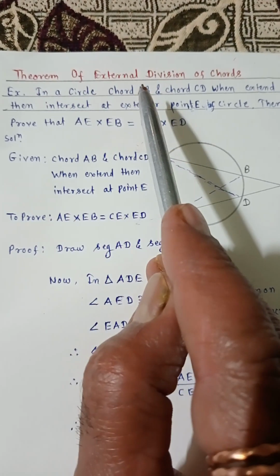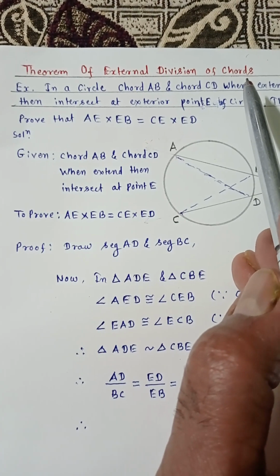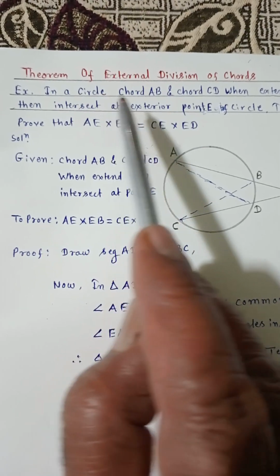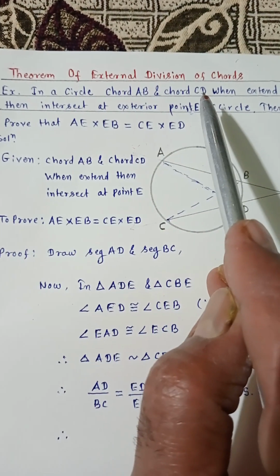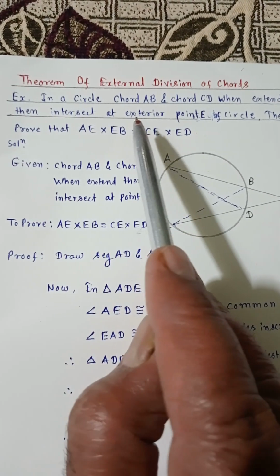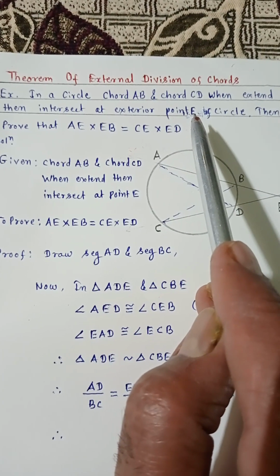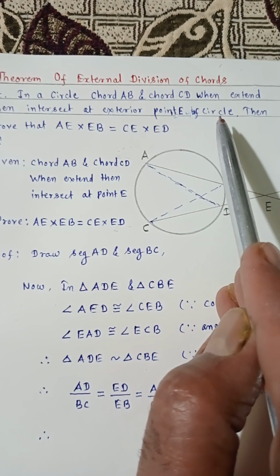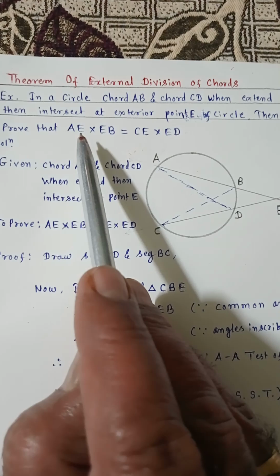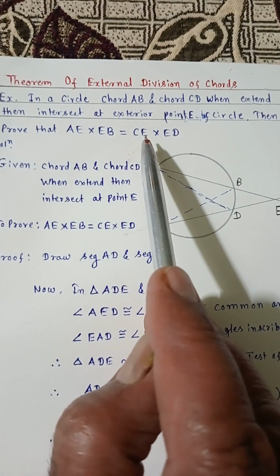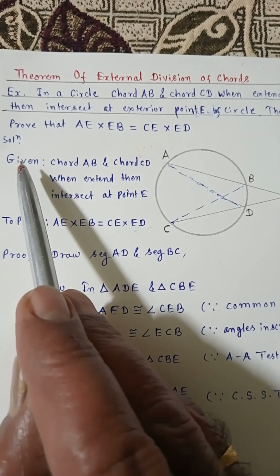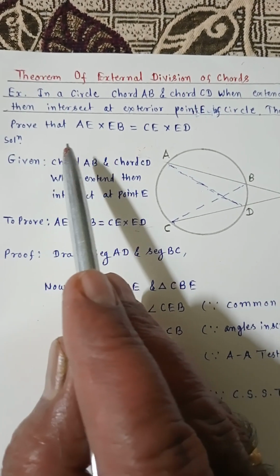Theorem of external division of chords. Example: in a circle, chord AB and chord CD, when extended, intersect at exterior point E of the circle. Then prove that AE into EB is equal to CE into ED. How to prove this example?